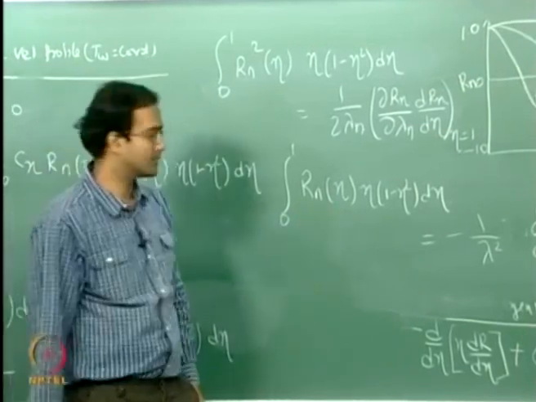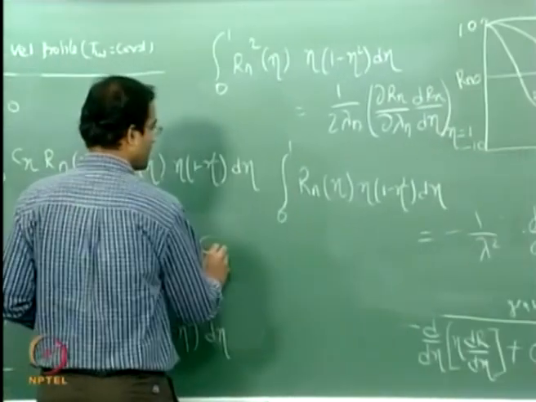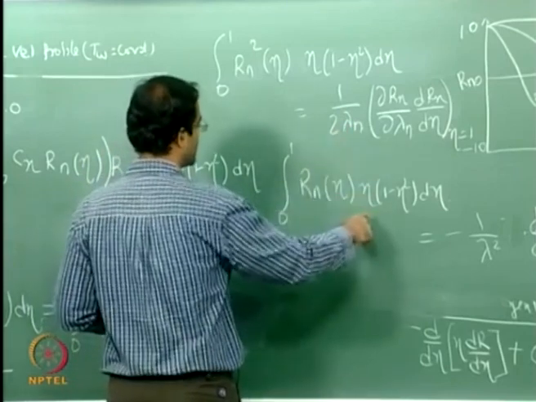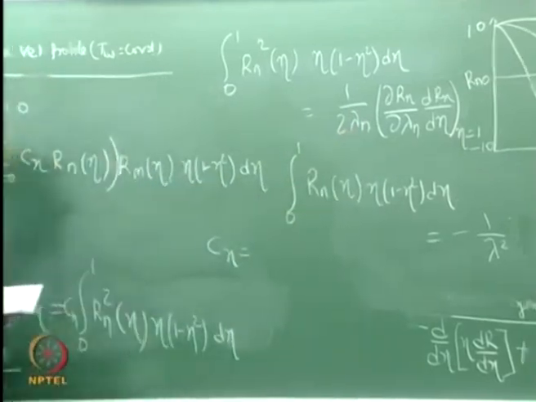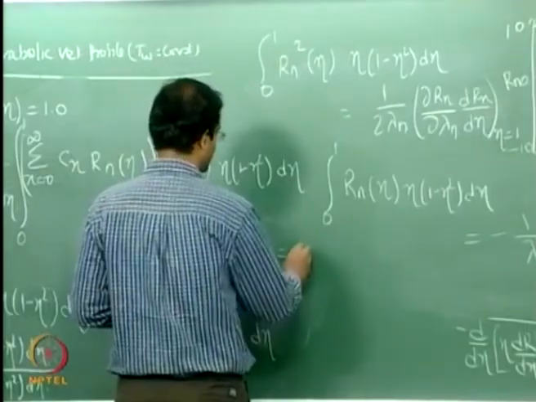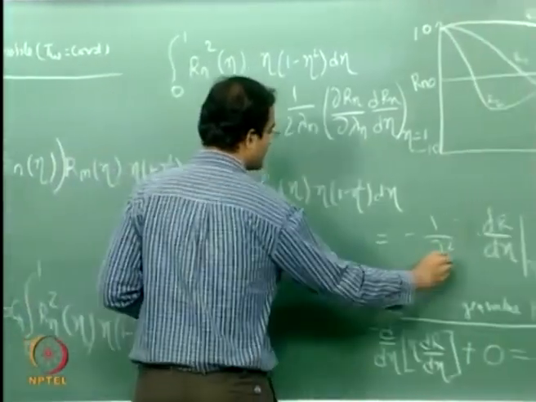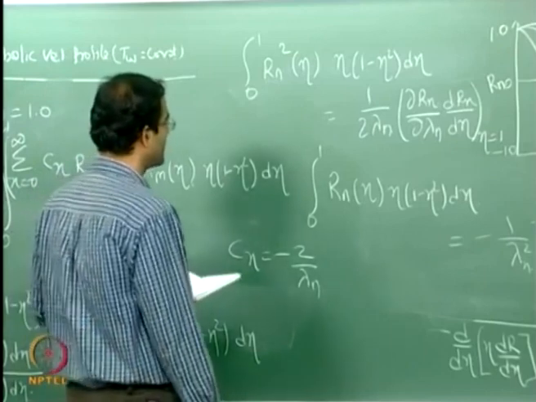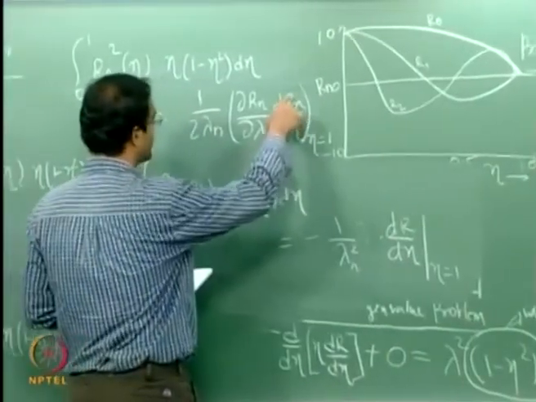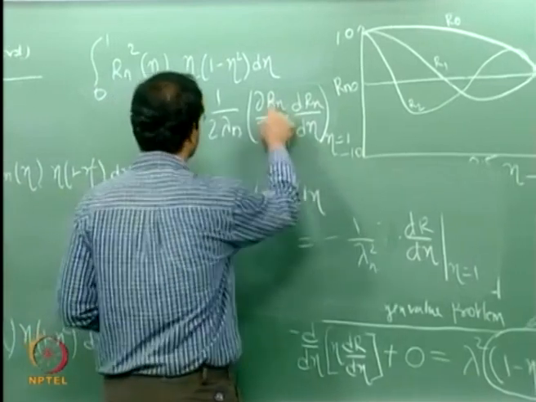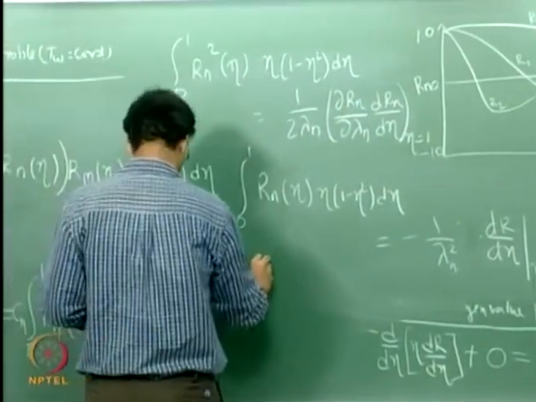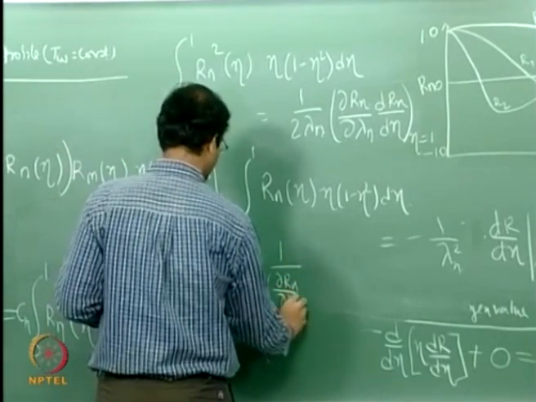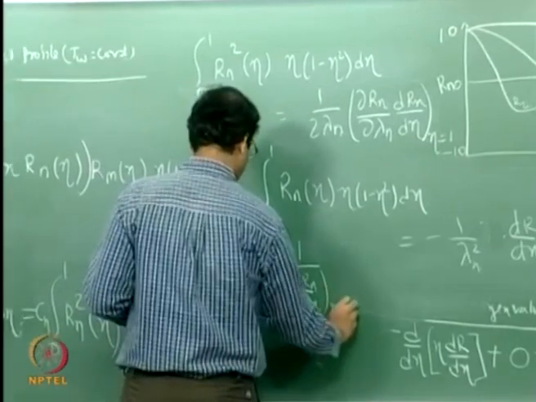So now I can write my constant Cn. If I substitute for this integral and this integral, what will be the constant? Minus 2 by lambda n, and this will be dR by d eta at eta equal to 1, and in the denominator dR by d eta, these two will cancel off, so you have only this in the denominator. So you have into 1 by dRn by d lambda n corresponding to eta equal to 1.